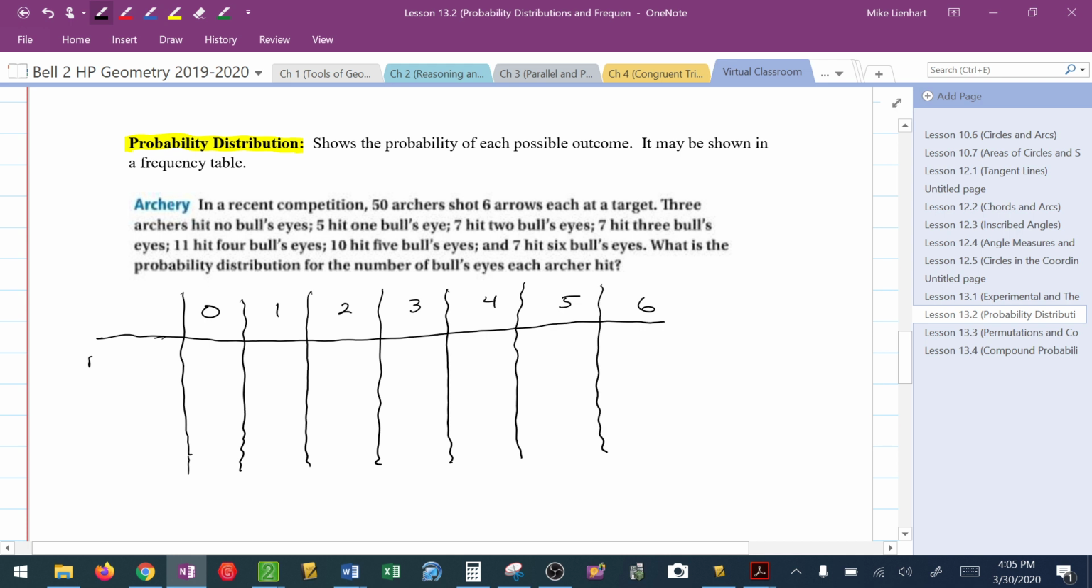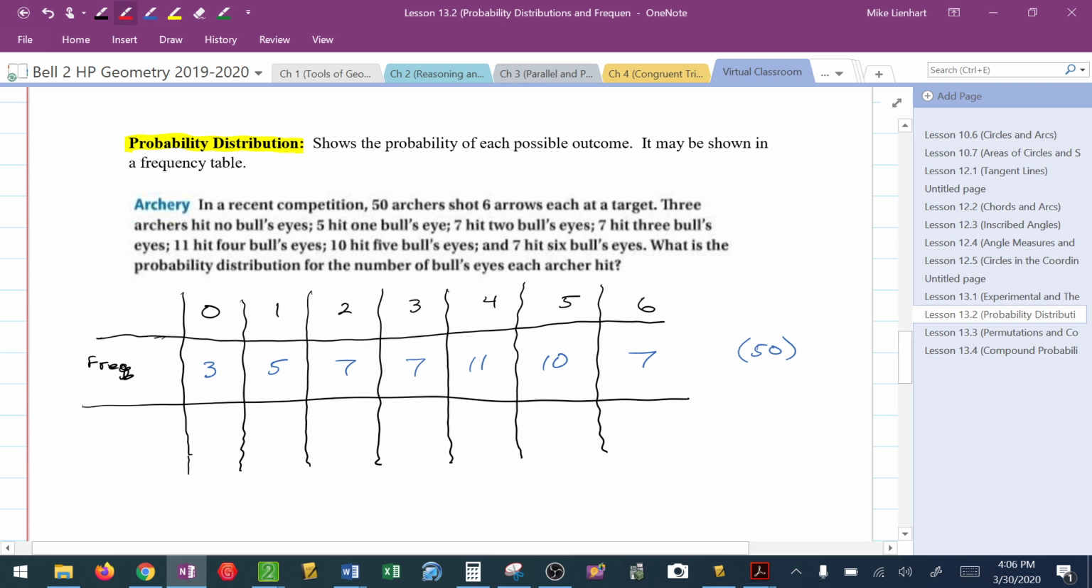Now, the next thing I want to write down is my frequencies. Frequencies are the number of times that things have occurred. So in the information there, they say we had 3 that hit none, 5 that hit 1, 7 hit 2, 7 hit 3, 11 hit 4, 10 hit 5, and 7 hit 6. Now, I know that all this is going to add up to a total of 50, because that was part of the information they give me.